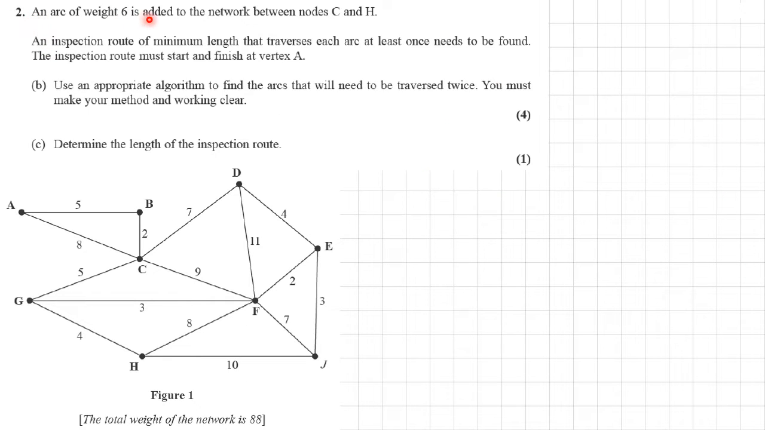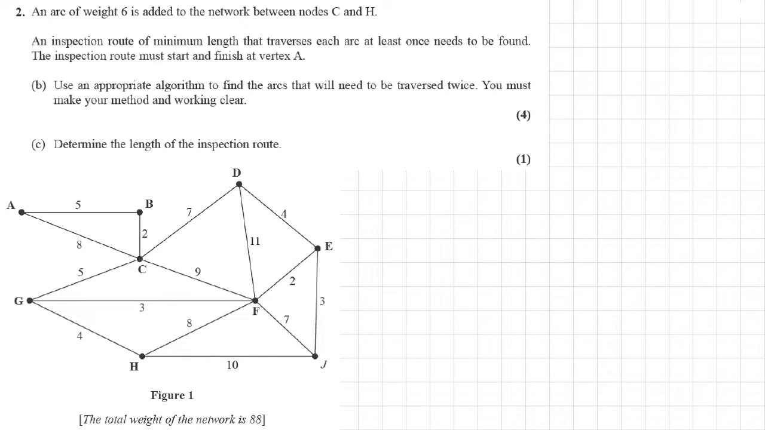An arc of weight 6 is added to the network between nodes C and H. An inspection route of minimum length that traverses each arc at least once needs to be found. The inspection route must start and finish at A. Part B. Use an appropriate algorithm to find the arcs that will need to be traversed twice. You must make your method clear.